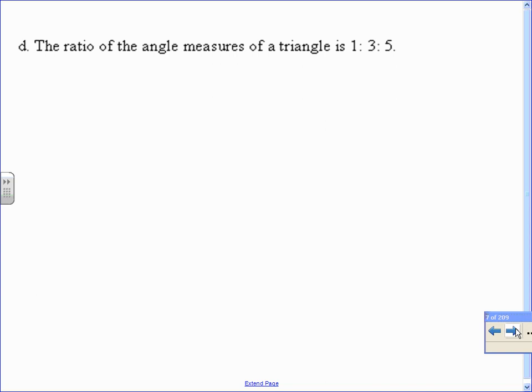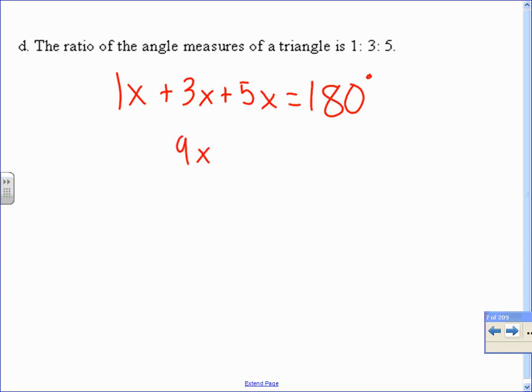Perfect. So here's why. The ratio of the angle measures of a triangle is 1 to 3 to 5. What that means is the extended ratio is 1x plus 3x plus 5x, the angle measures of the triangle. If the ratio is 1 to 3 to 5, it's comparing the angles, so you must put an x next to each of those. And we're going to add all of them up, just like Emma H said. When you add all these up, we get 9x equals 180.